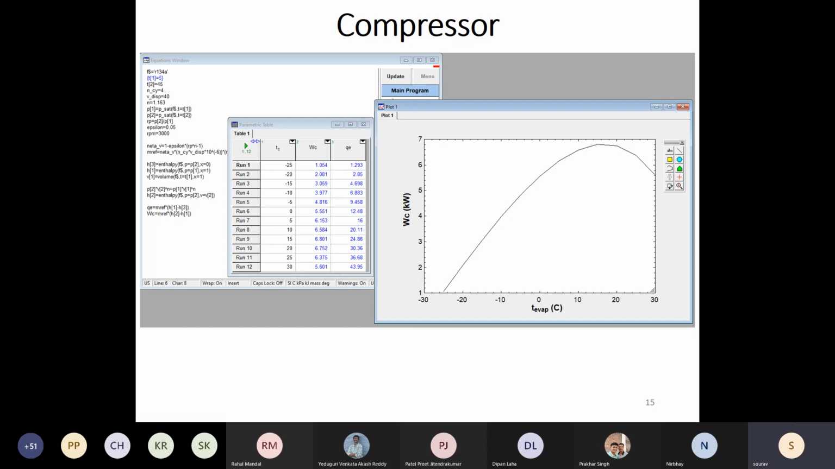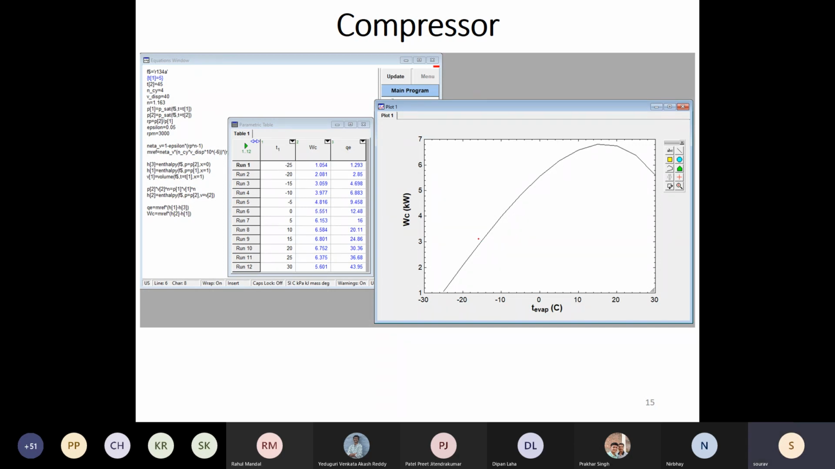So in the last class, we stopped at this slide, where we were discussing the characteristics of a reciprocating compressor. And we saw that the power demand by the compressor is a strong function of evaporator temperature. If you maintain the condensing temperature constant, you get a curve of this nature. This is the power demand by the compressor, and hence the motor has to meet this demand.